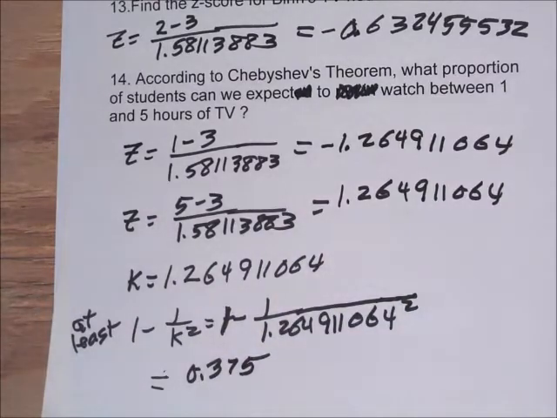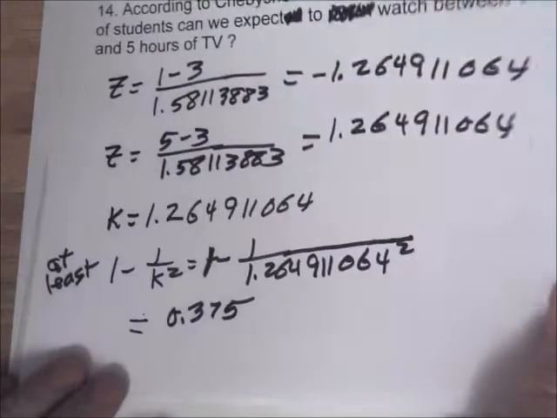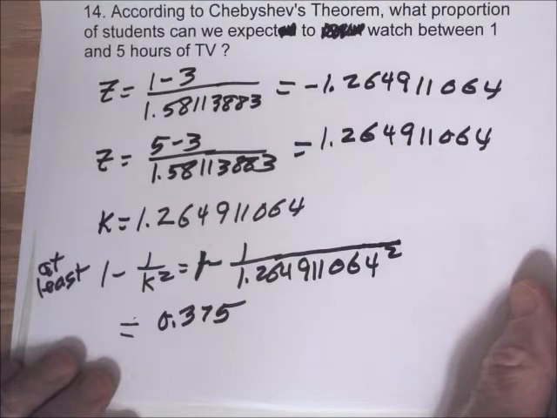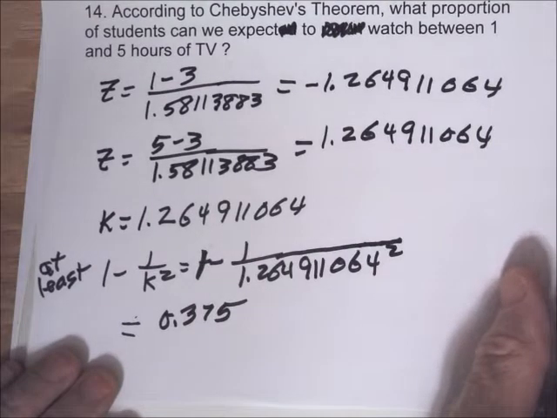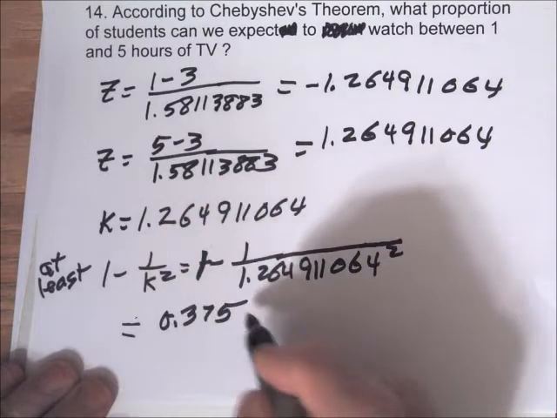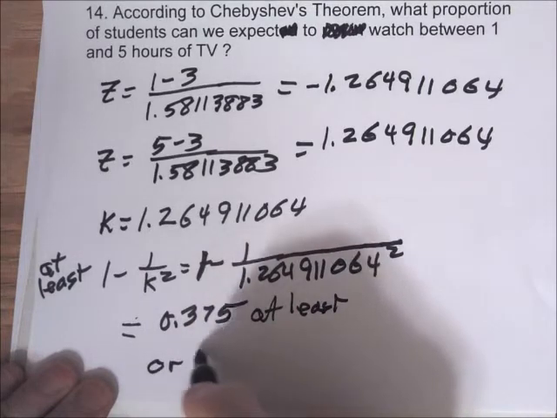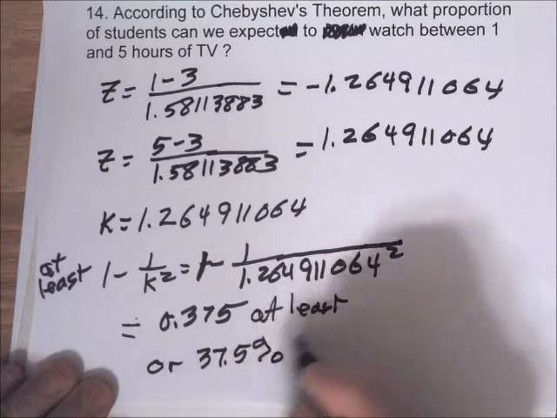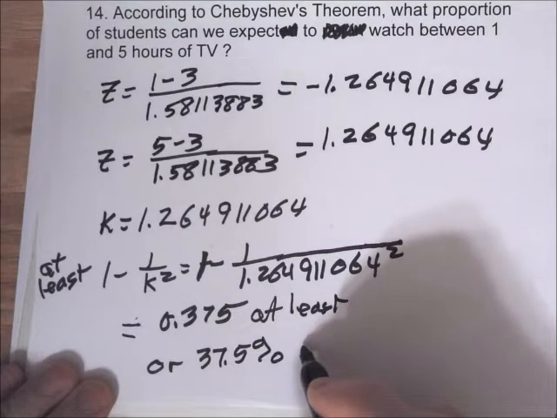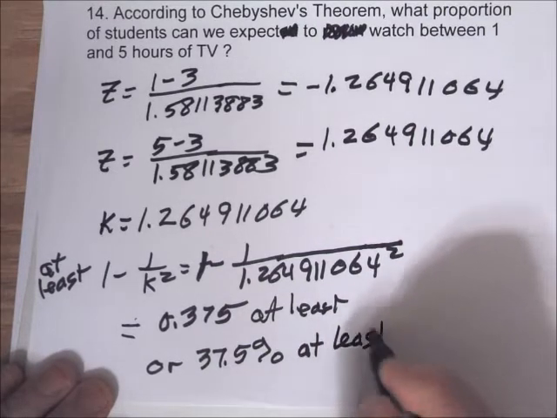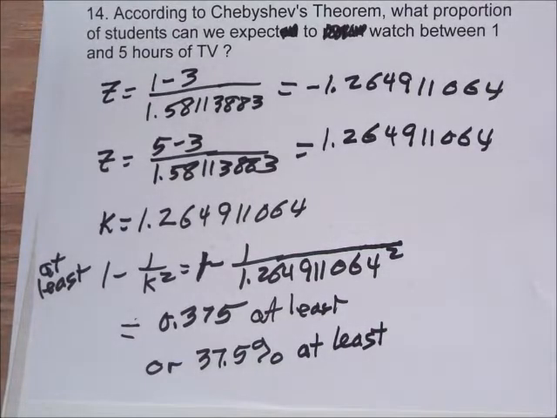So the proportion of values of the variable between 1 and 5 is at least 0.375, or it's often more convenient to put it as a percent, 37.5%, at least that much. At least that proportion of students watch that much TV. So that's Chebyshev.